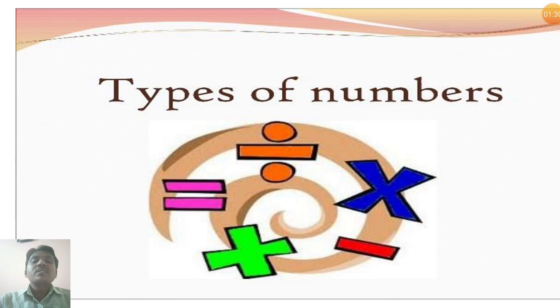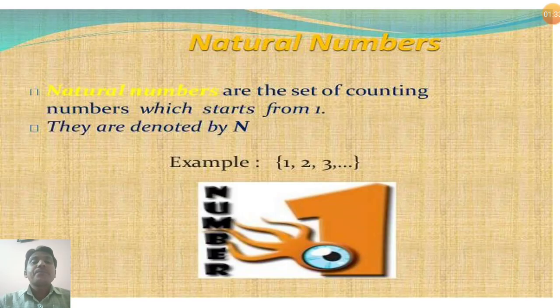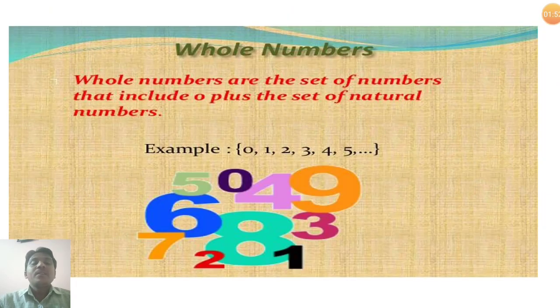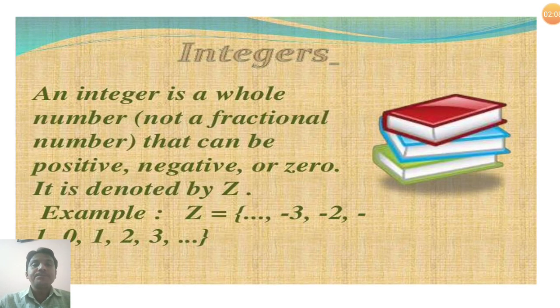Now we have to discuss some types of numbers. First type of number, usually you know, natural numbers. What are natural numbers? Natural numbers are nothing but all counting numbers from 1. They are denoted by capital N. Example: 1, 2, 3, 4, 5, 6, etc. Next type of number, whole numbers. Whole numbers are the set of numbers that include 0 plus the set of natural numbers. 0 and natural numbers are called whole numbers. Whole numbers are denoted by capital W.